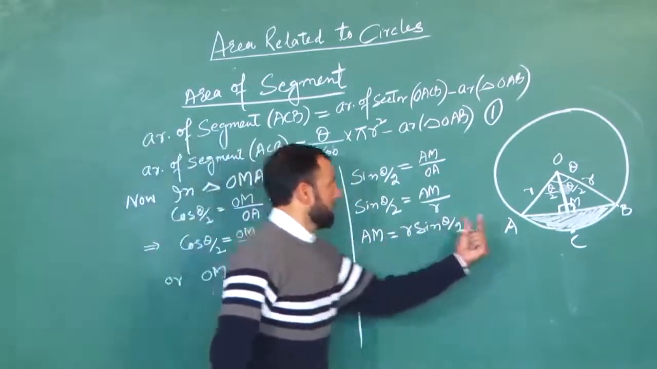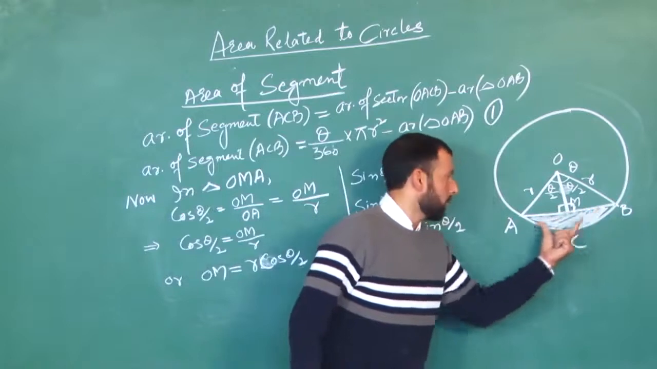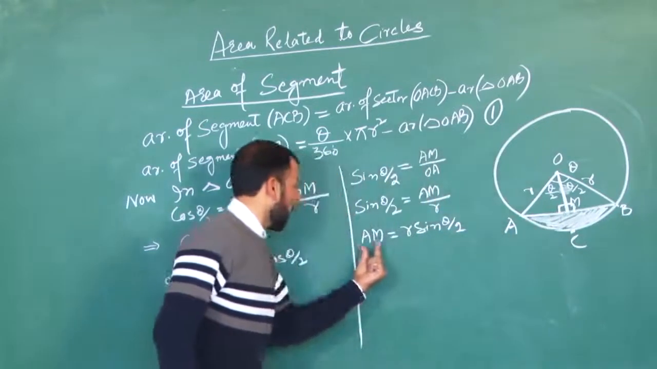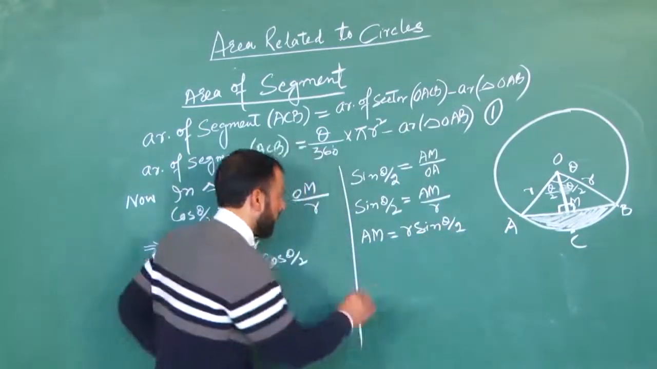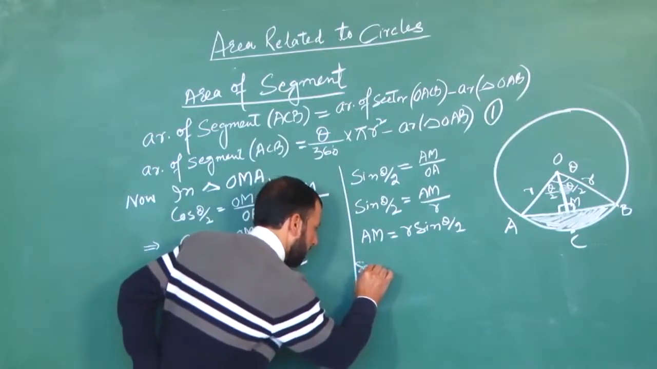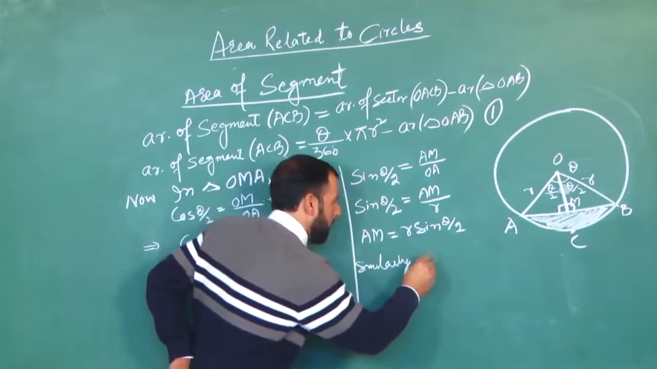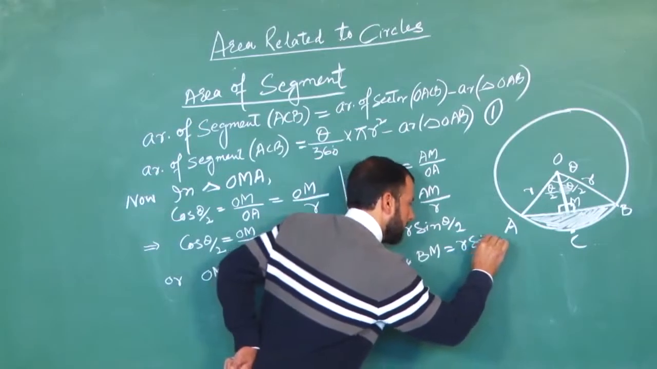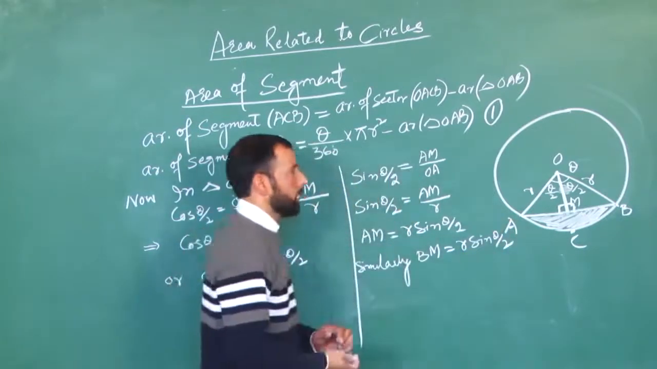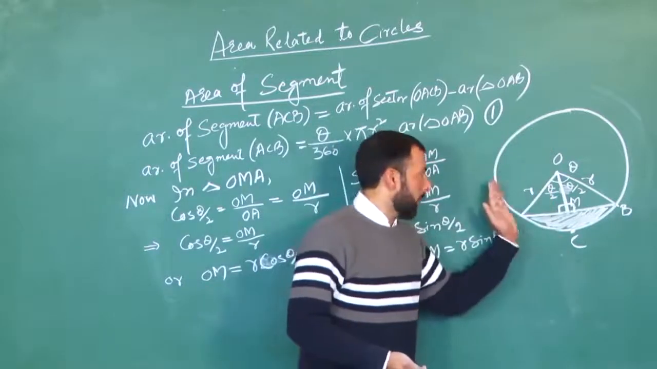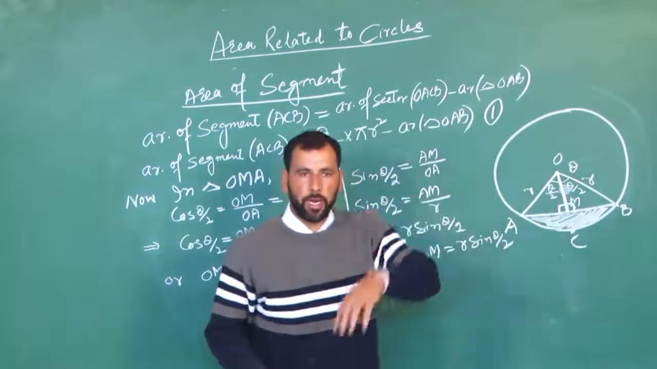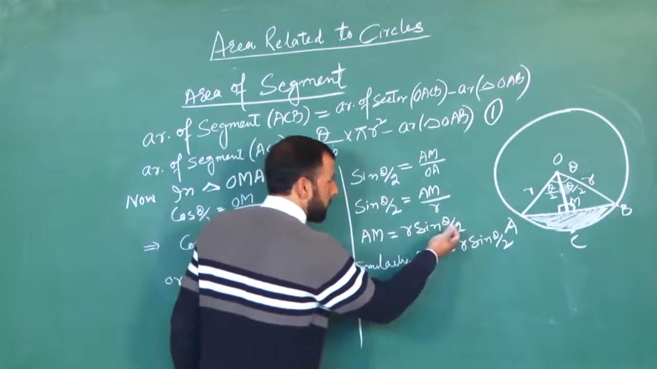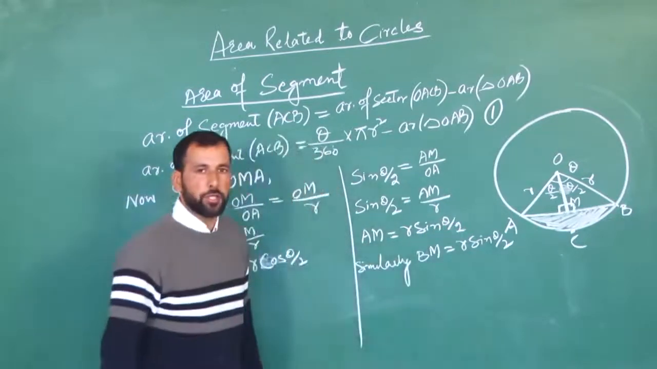Now AM is half of the base, because the base is the total line AB, and we are finding this AM, which is equal to R sine theta by 2. Similarly, BM is equal to the same R sine theta divided by 2, because this perpendicular OM divides the triangle OAB into two congruent triangles. So by CPCT, AM is equal to BM. So AM is R sine theta by 2. Similarly, BM is R sine theta by 2.